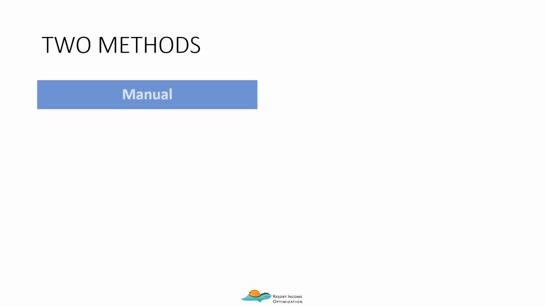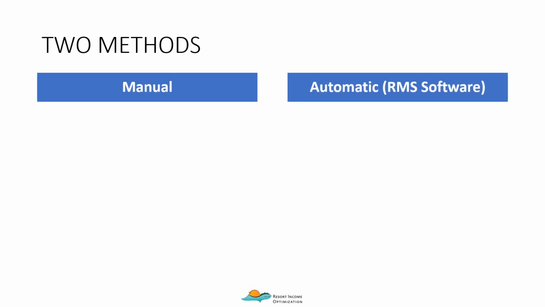So now we've talked about 2 ways to adjust rates based on math and so on, and doing it manually. There's also 2 methods in terms of manual and automatic with software. So I wanted to give a quick comparison of that.